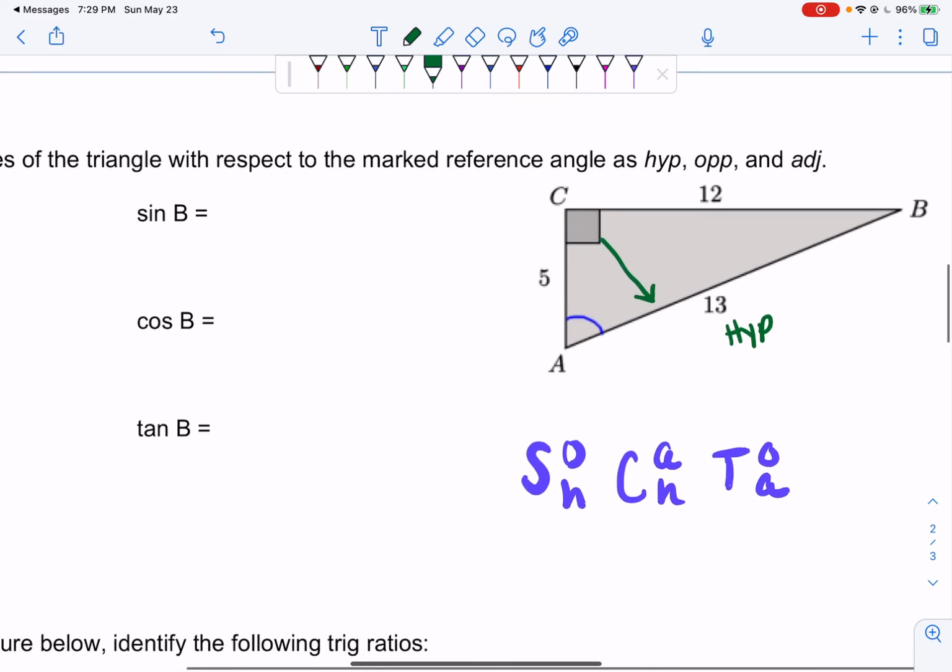Now I want to label my opposite side, which is across from my reference angle. In this case, my opposite side across from my reference angle is 12. And then last but not least, we label our adjacent, which must be a 5.